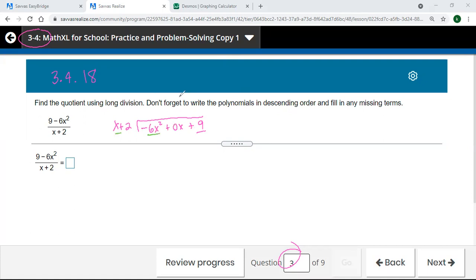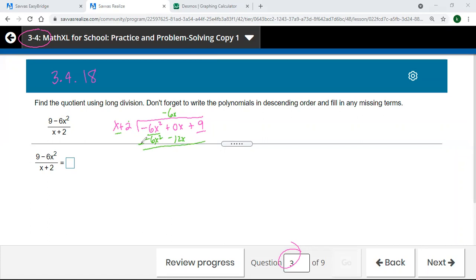X times what to get a negative 6x squared? Not negative 3x. Whoops. Negative 6x times x is negative 6x squared. And negative 6x times this 2, negative 12x. And we're going to subtract.